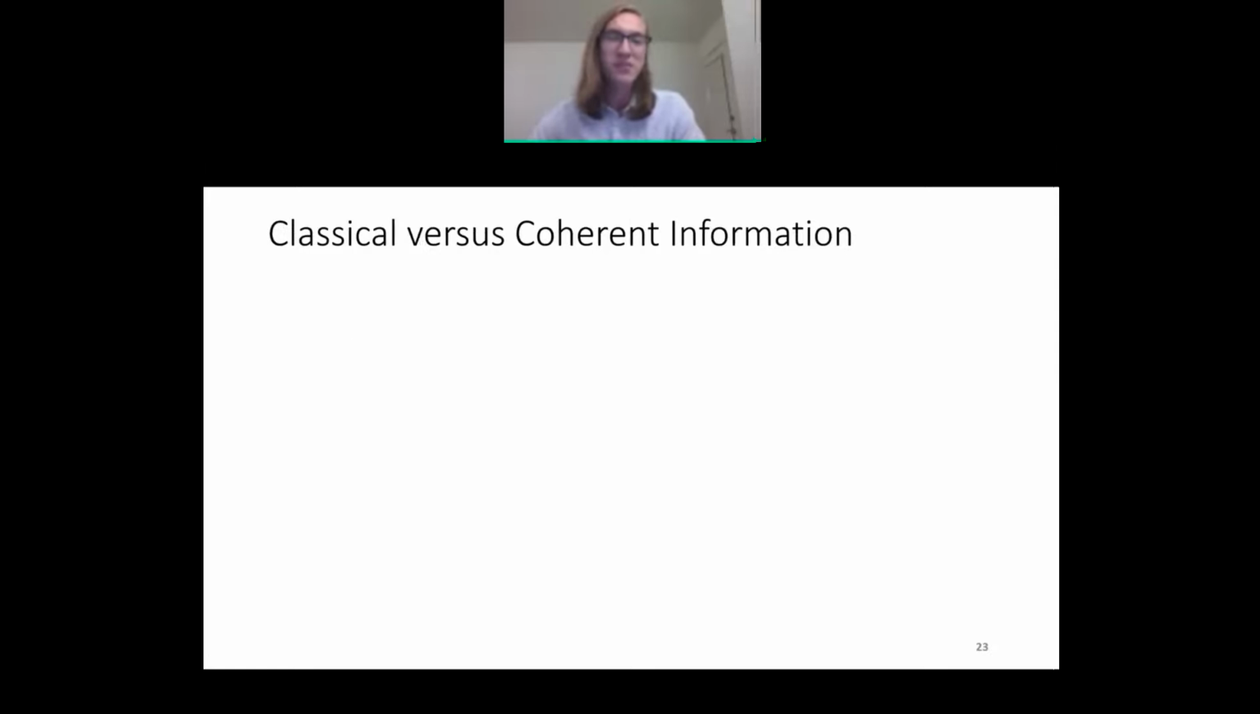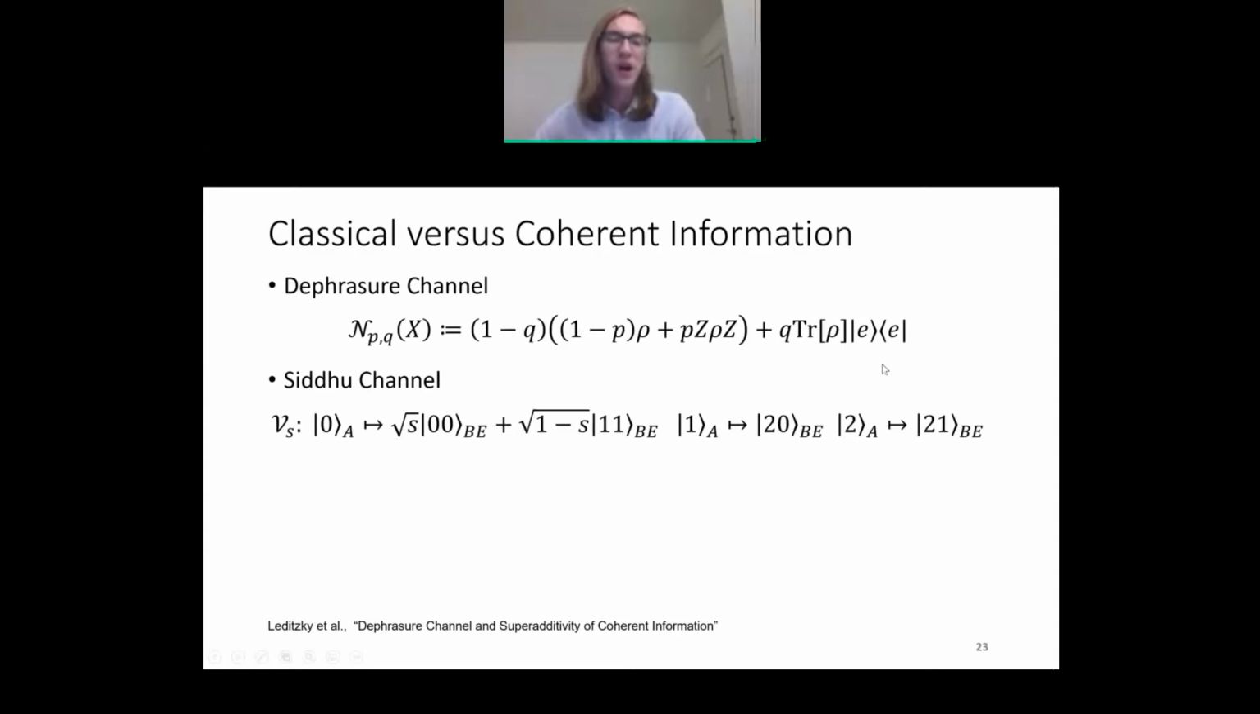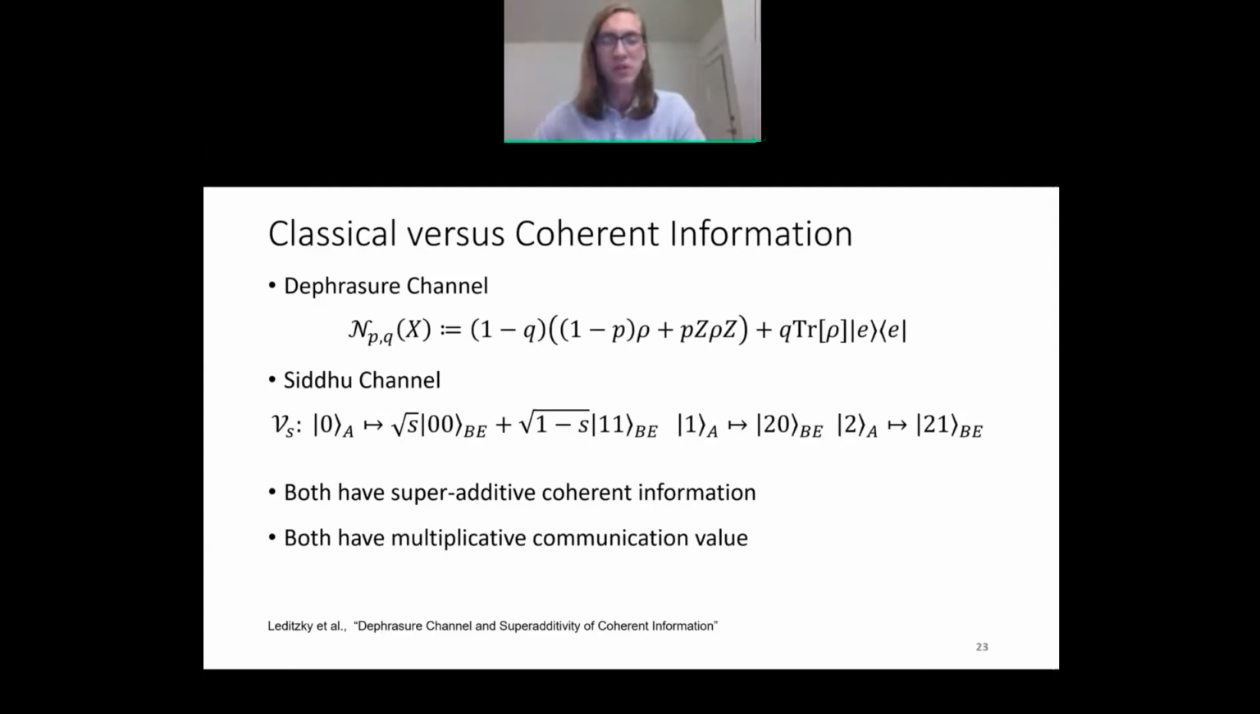So the next question would be, as we really motivated this in terms of classical information, but we know that there are places where coherent information can be non-additive, we'd like to know if these are really distinct cases in our setting. And so we consider the Depolarizing-Fraser channel and we consider the CDU channel. And both of these are known to have super-additive coherent information. For the D. Fraser channel, it's for a specific regime. For the CDU channel, it's most of the regime, or it might actually be all of the regime. But for us, the multiplicative communication value holds for the entire regime.